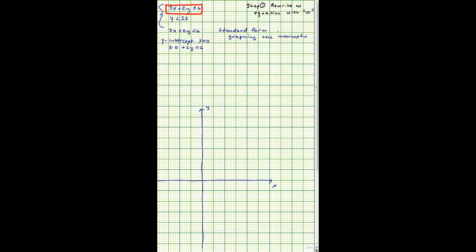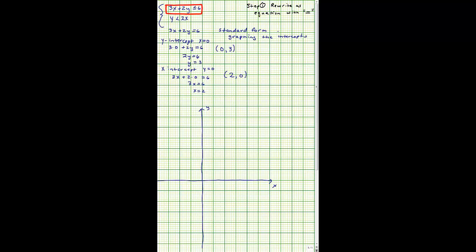I have 3 times 0 plus 2y equals 6, or 2y equals 6, and if I divide both sides by 2, I come up with y equals 3. So the first intercept is the point (0, 3). That's my y-intercept. Next, I'm going to find my x-intercept. My x-intercept is when y is equal to 0. So I'll have 3x plus 2 times 0 equals 6, 3x equals 6, and dividing both sides by 3, I get that x is equal to 2. That gives me my point (2, 0).